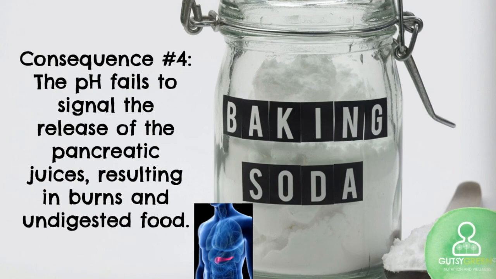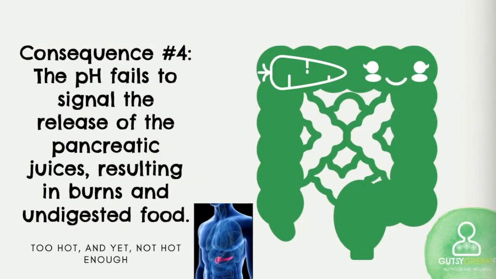Consequence number 4 of low stomach acid happens when the food finally does get released into the upper part of the small intestine, and it is acidic, but not acidic enough to trigger the juices from the pancreas to be released. One of these juices is bicarbonate, which works to alkalize the chyme to a neutral pH. This neutralization step allows the food to safely reside in the intestine's sensitive and fragile tissue without burning it.